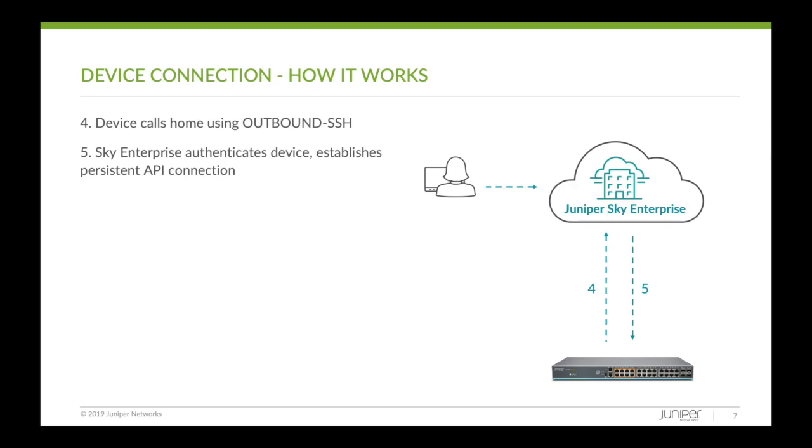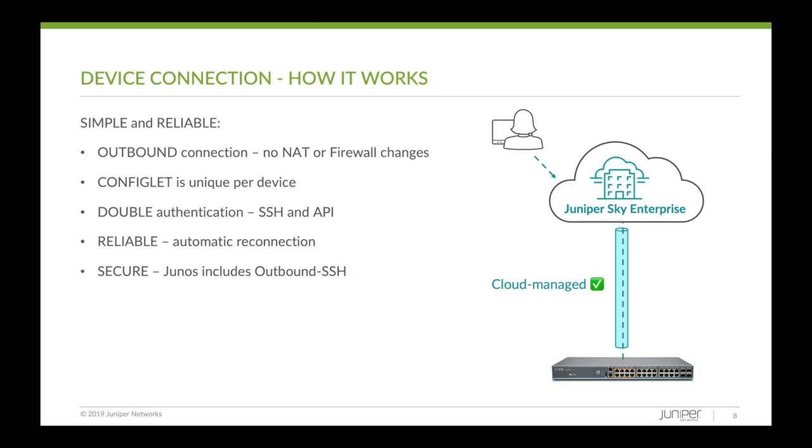When Sky Enterprise sees that connection coming in from the new device, it recognizes it, or it authenticates it, and then it establishes an API connection back down to that device over that SSH channel and authenticates to the device, so it's double authenticated. Now, once that second authentication has occurred, there is now a persistent tunnel between the device and Sky Enterprise, and effectively the administrator can now view and manage that device in Sky Enterprise.